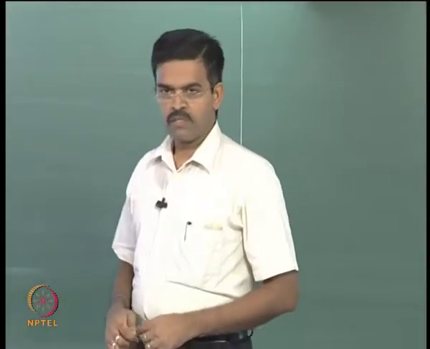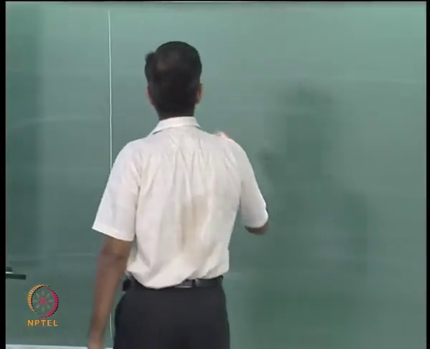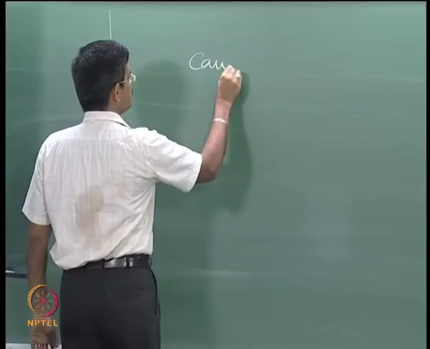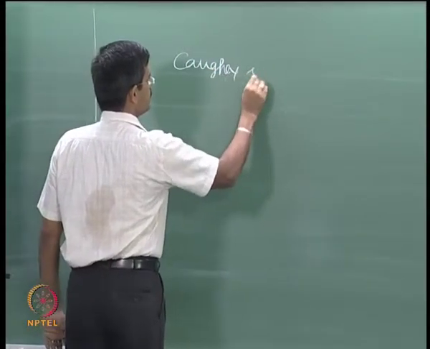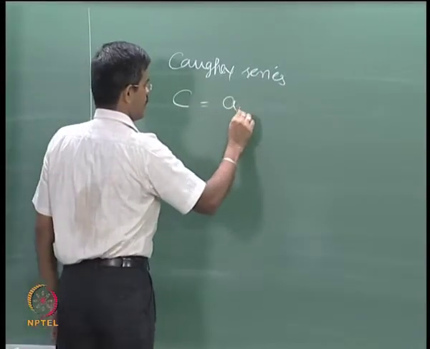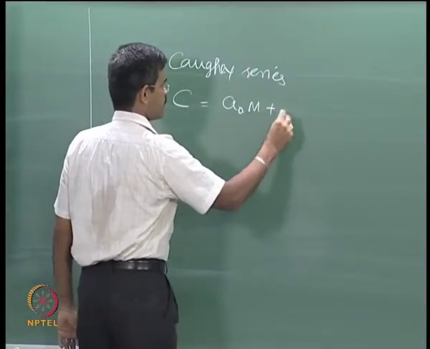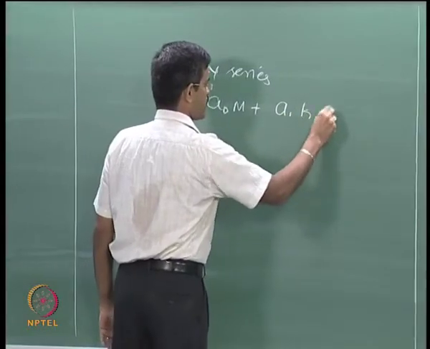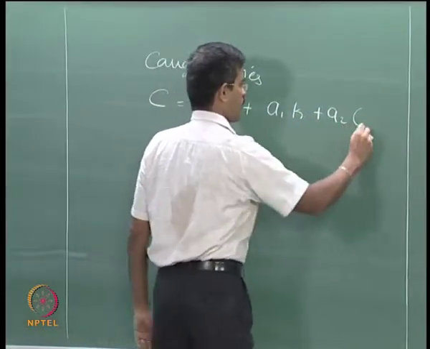So, in the last lecture we discussed the Cauchy series, which has a component of the mass matrix, a component of the K matrix, and a component of a combination of these.